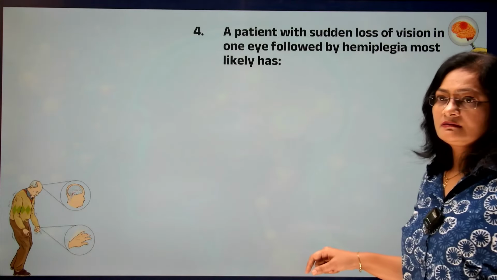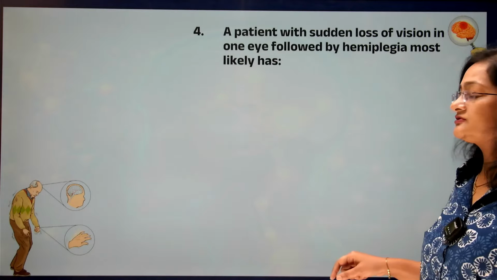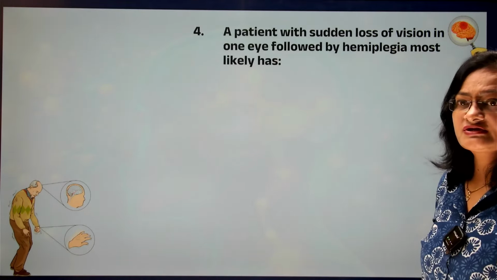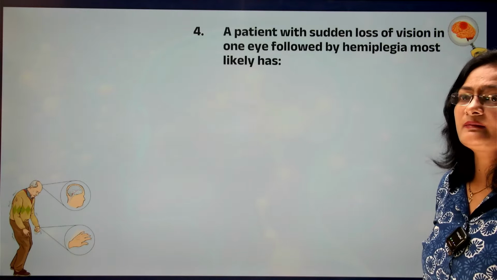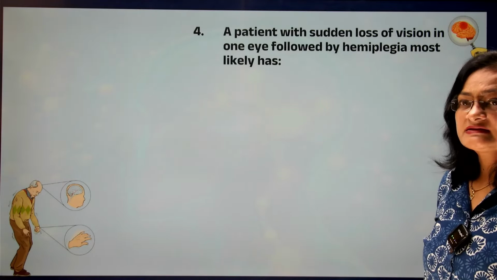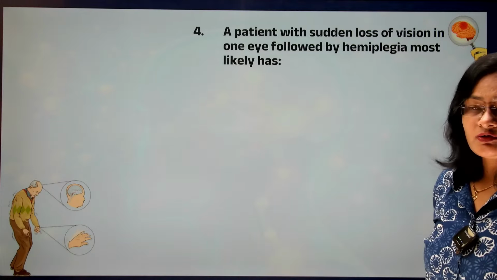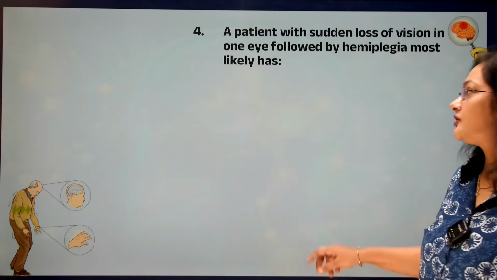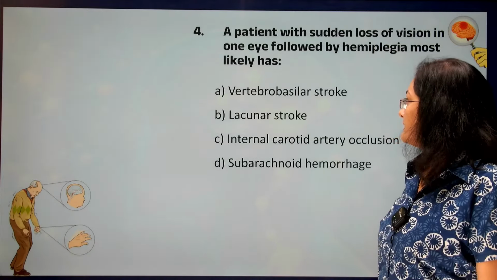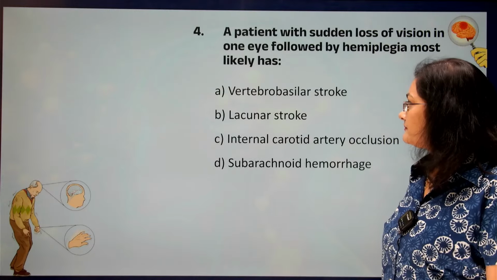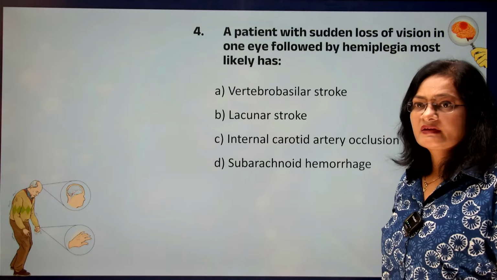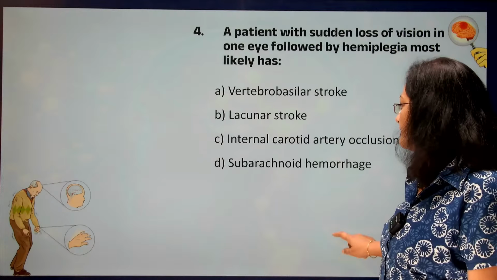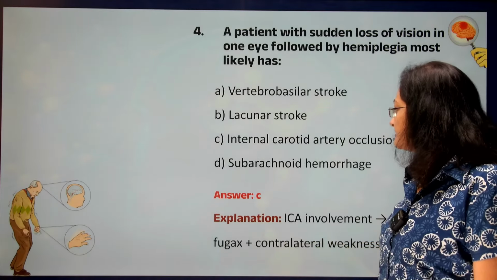So based on this, we are going to discuss and solve the next MCQ. A patient with sudden loss of vision in one eye followed by hemiplegia most likely has: we have discussed that ocular symptoms include homonymous hemianopia. So we will see what the options are. A. Vertebrobasilar stroke. B. Lacunar stroke. C. Internal carotid artery occlusion. And D. Subarachnoid hemorrhage. So the answer will be C.